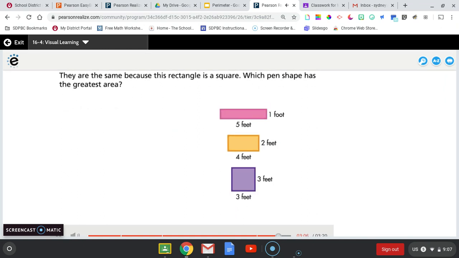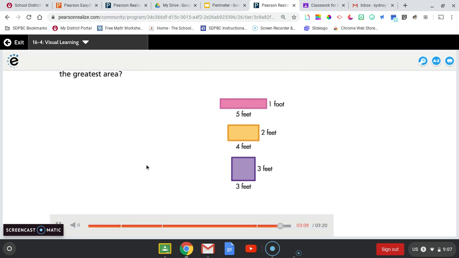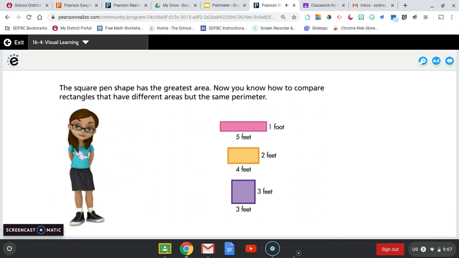Which pen shape has the greatest area? The pen shape with the greatest area is Nancy, which was the square right here. 3 times 3 equals 9. All of them had the same exact perimeter, 12. But the square, Nancy's, had the greatest area. The square pen shape has the greatest area. Now you know how to compare rectangles that have different areas but the same perimeter.